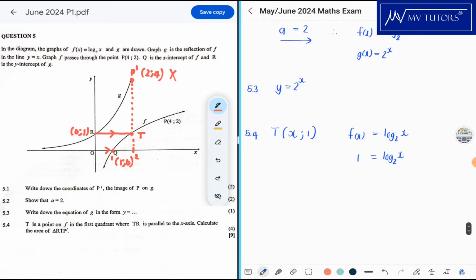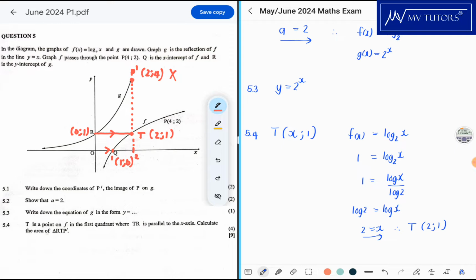Okay, so now let's solve for x. So basically I can rewrite this as log x over log 2 is equal to 1. If I take it to the other side, log 2 is equal to log x. I can get rid of the logs, so basically x is equal to 2, which is great news. So it means T is (2, 1). You write it there. T has the x value of 2 and the y value of 1.